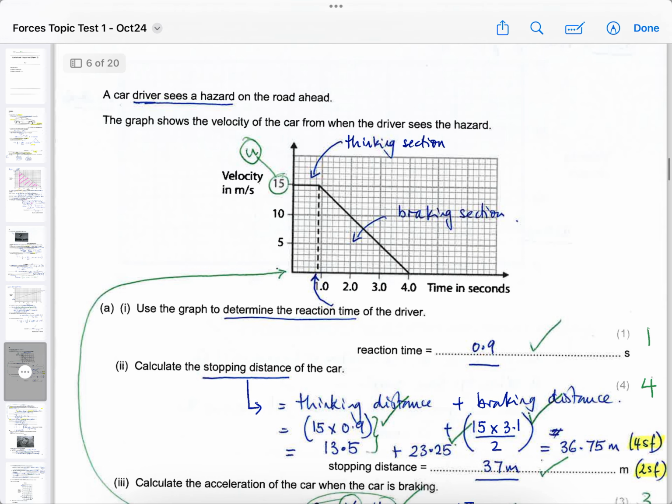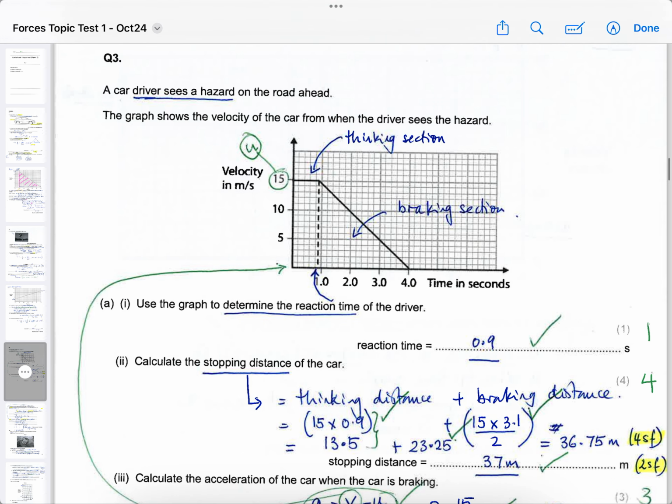Question 3, it says a car driver sees a hazard on the road ahead. The graph shows the velocity of the car when the driver sees the hazard. So it's another question on thinking distance and braking distance. So you've got the thinking section first and the braking section afterwards. The triangle is the braking, the rectangle is the thinking distance. Okay, so the initial velocity is 15 meters per second and he was thinking for 0.9 seconds.